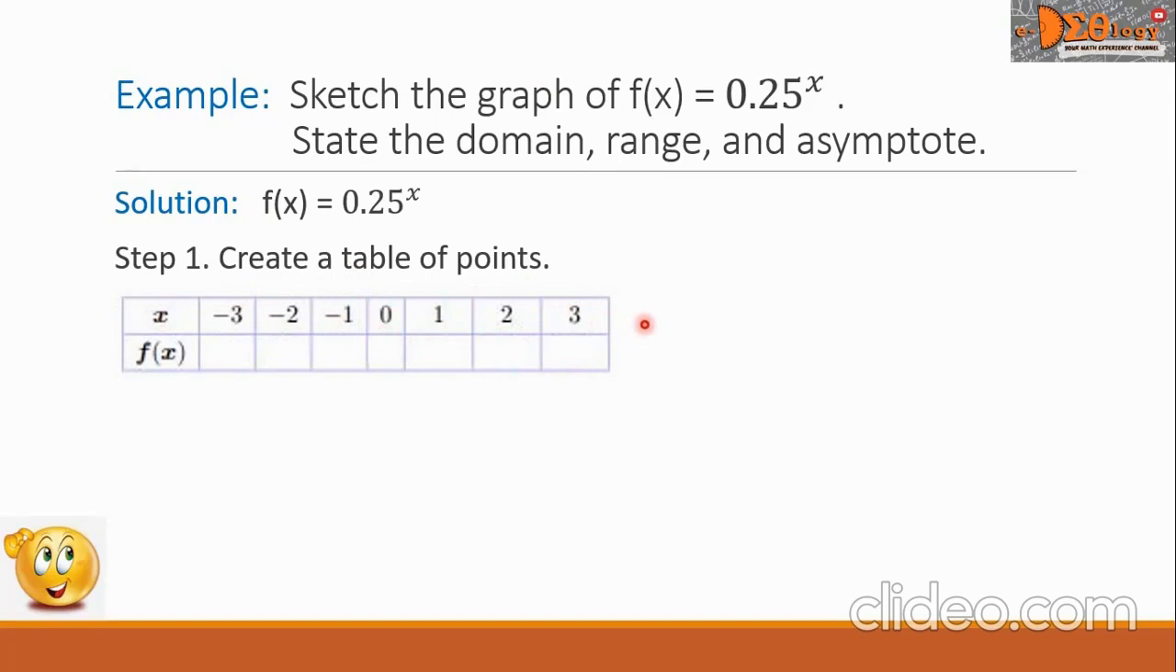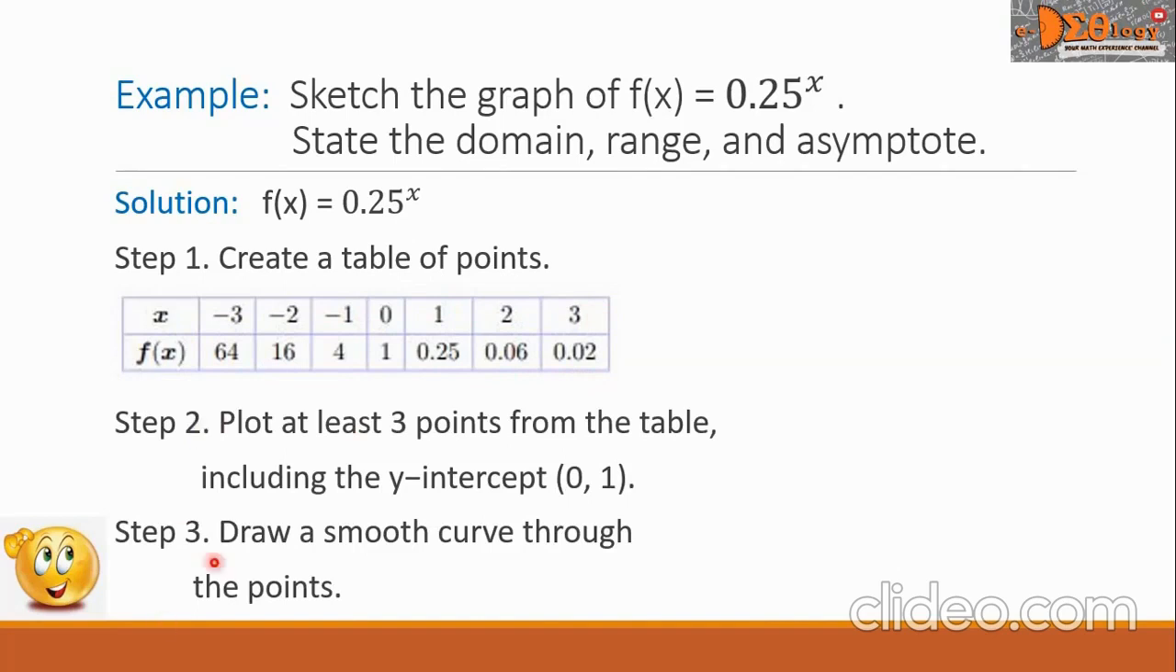Use calculator now to find the respective value of f of x. When x is 0, f of x is 1. When x is negative 3, f of x becomes 64. When x is negative 2, f of x is 16. When x is negative 1, f of x is 4. When x is 1, f of x is 0.25. When x is 2, f of x becomes 0.06. When x is 3, f of x is 0.02.